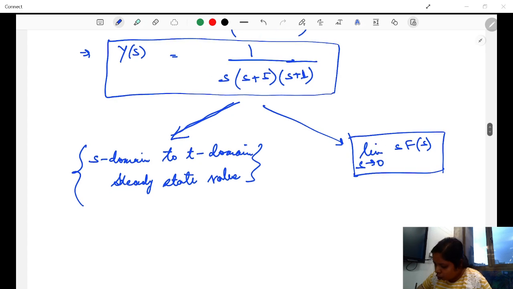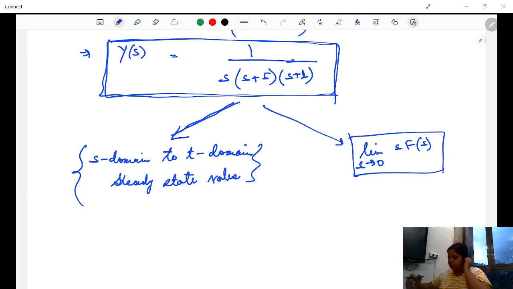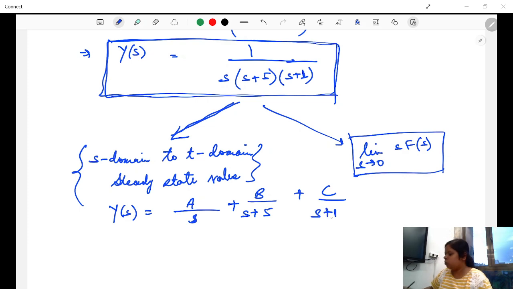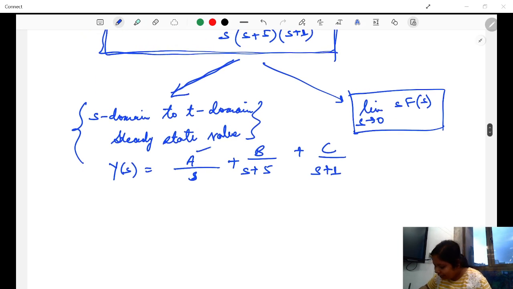So what we'll do is, you've got Y(s) is equal to this quantity. Now I cannot have an expression in time domain which would be very simple for this whole cubic equation. So what we can do is, we can have Y(s) is equal to, let's say, some A upon s plus some B upon s plus 5 plus some C upon s plus 1. If I am able to find A, B and C, this method is called partial fraction.